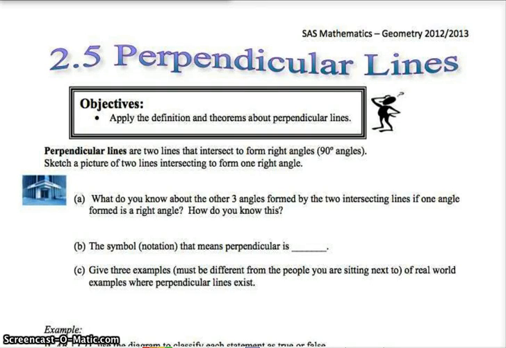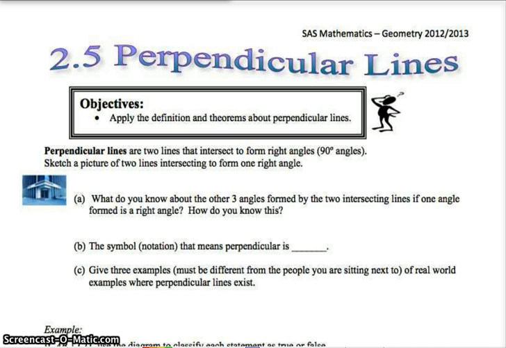Okay, the final section for chapter 2 is 2.5, perpendicular lines. There is another section, 2.6, however, we've already kind of incorporated it. We will go over that finally in the review session. I'll go over a few of those theorems, but for now we're just going to focus on 2.5.